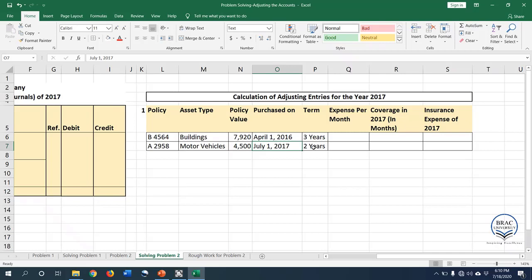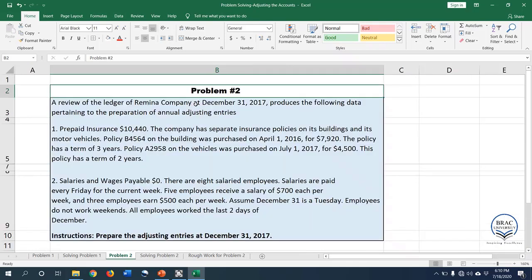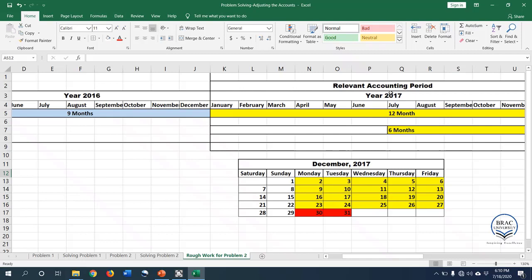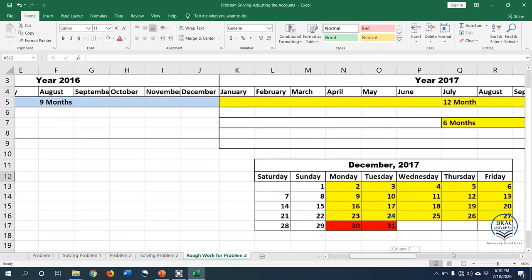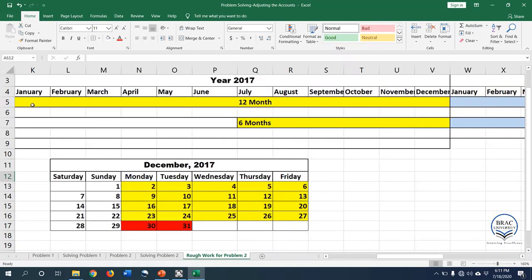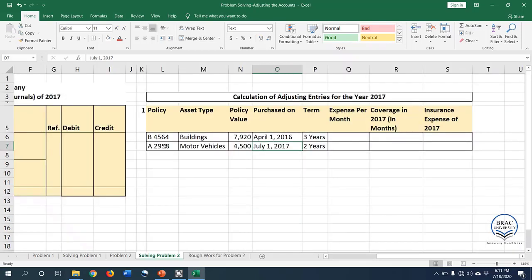Okay, first of all, we have to keep in mind what our accounting period is. We have easily guessed here that our accounting period is 1 year, and it starts with January 2017 to December 2017. I hope you can see that, right? This is our accounting period. We are doing the adjusting entry for year 2017. That's very important information. Okay, so for 2017 we are doing the adjusting entries. What about the first policy, policy 1?